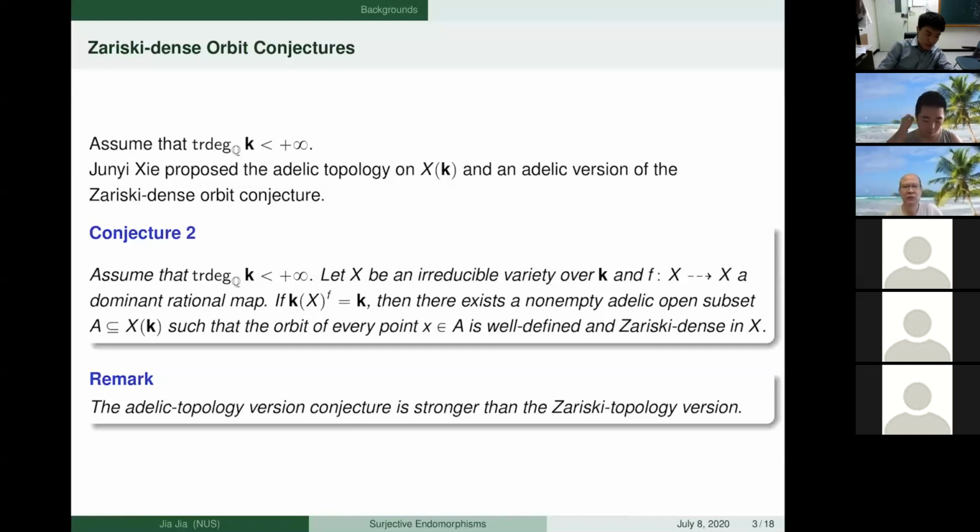Okay, thank you. We have the following remark. The conjecture 2 is stronger than the conjecture 1. Even in the conjecture 2, we require the transcendence degree of K over Q is finite. But by a result of Junyi Xie, we know if we can show conjecture 2 for all such K, then conjecture 1 holds true.